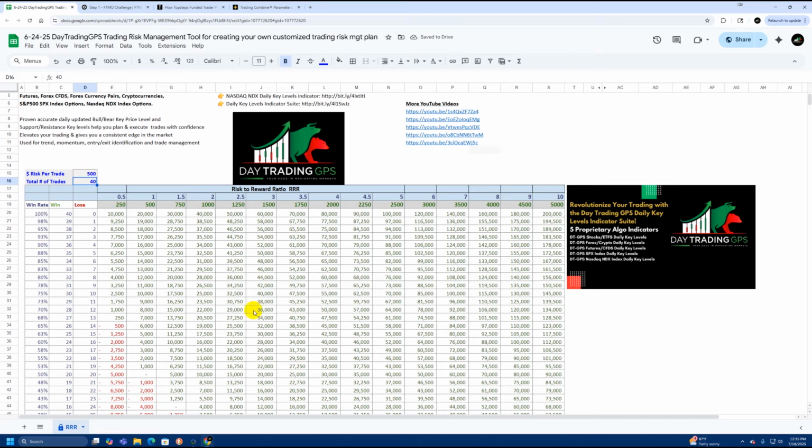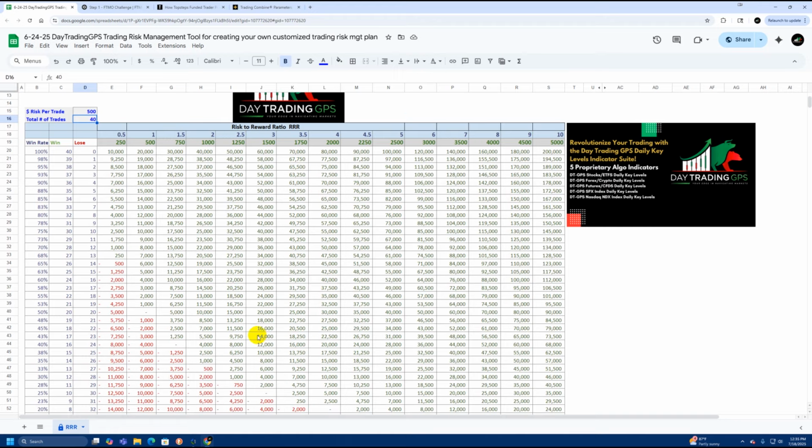And then again, you would be looking for areas which are equal or greater than $20,000 as to where you need to be based on the type of win rate that you have with your particular trading style and trading methodology.